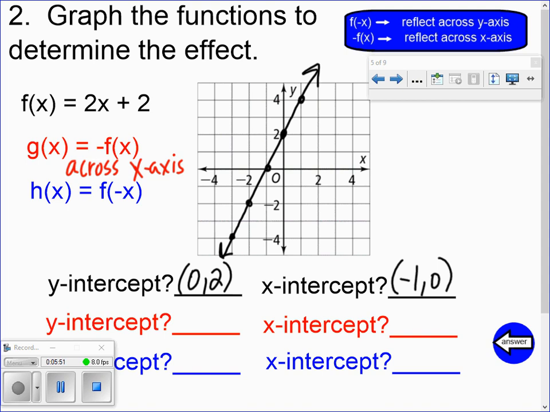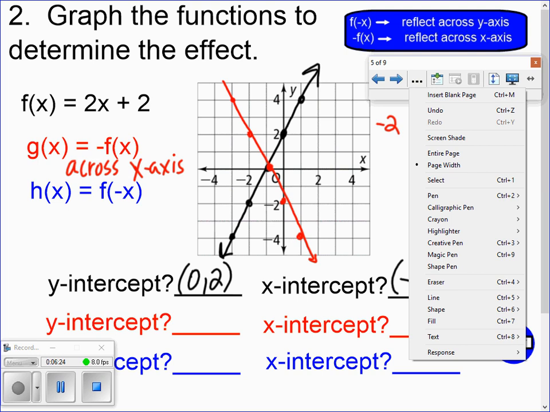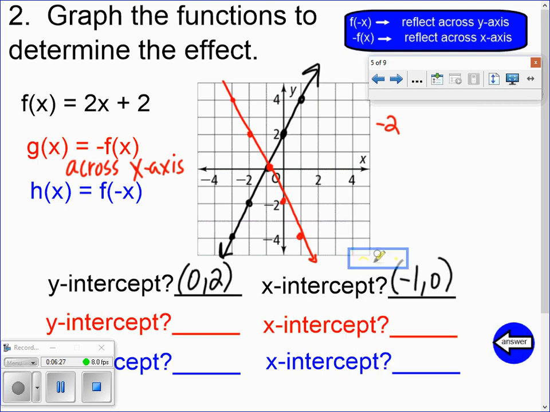So remember, reflecting across the x, the x-intercept stays the same. So there's my x-intercept. And the slope is going to be the opposite. Here my slope is 2. When I reflect it, the slope is going to be the opposite of that, so it's going to be -2. So this tells me to go down 2 and right 1, or up and to the left. It's going to be that negative slope. And so when I reflect it across the x-axis, this is what my line is going to look like.